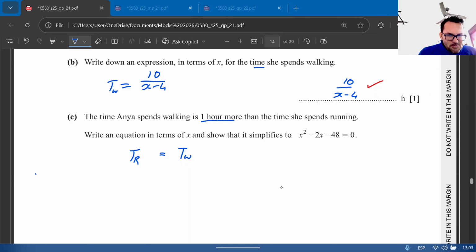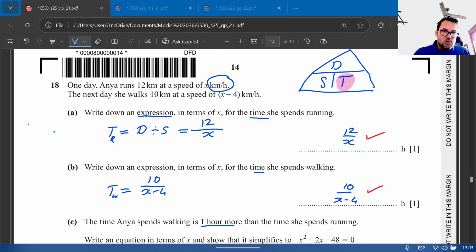So you get the urge to add the 1 there, but this is wrong. Because you're going to see, time walking is already longer. You add 1 hour to that, there's going to be 2 hours more. So you need to add it to the time she spends running, which is quicker. If you add 1 hour to that, you get the time she's walking. Make sense? If you add it to the time walking, it's going to be even longer. To get it equal, you need to add it to the one that's less. Right, so that's it. The time she spends running plus 1 gives us the time she spent walking.